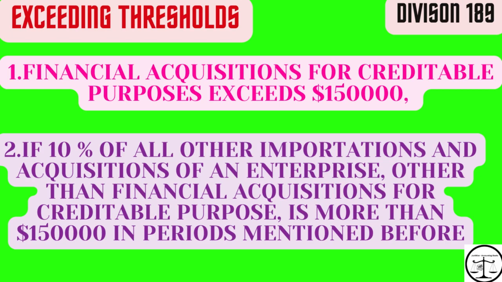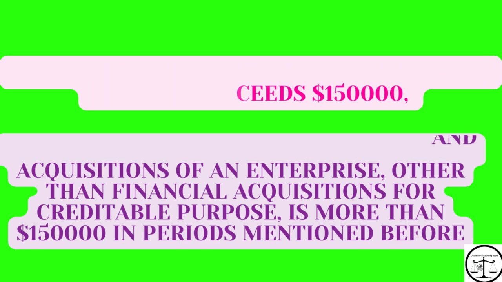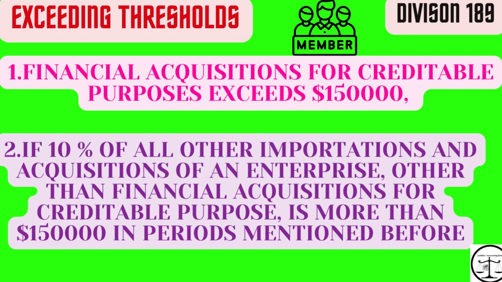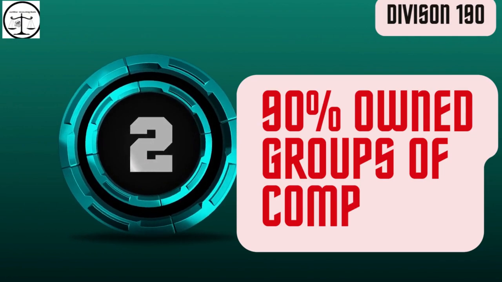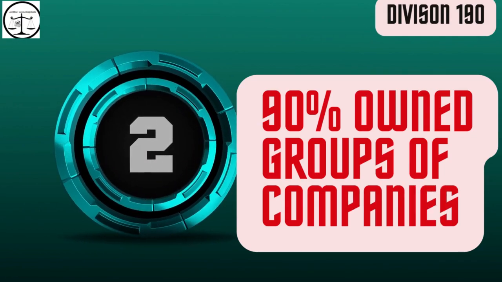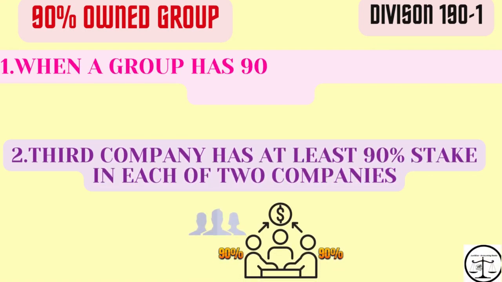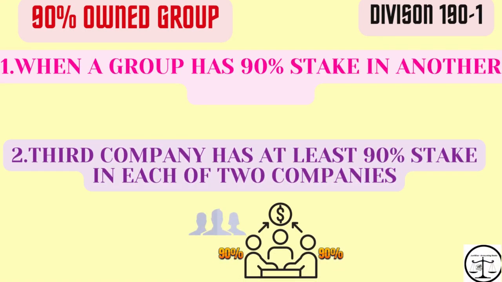Friends, financial acquisition thresholds applies very similarly to, in general and member of GST groups. Only difference is that in member of GST groups, financial acquisition threshold applies to the members of a GST group. Now we will explain next division of Chapter 6, which is 90% owned groups of companies. Division 190-1 and 190-5. GST Act views an enterprise, a 90% owned group.